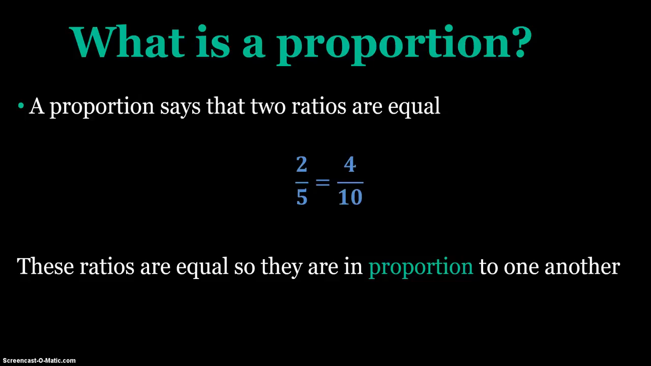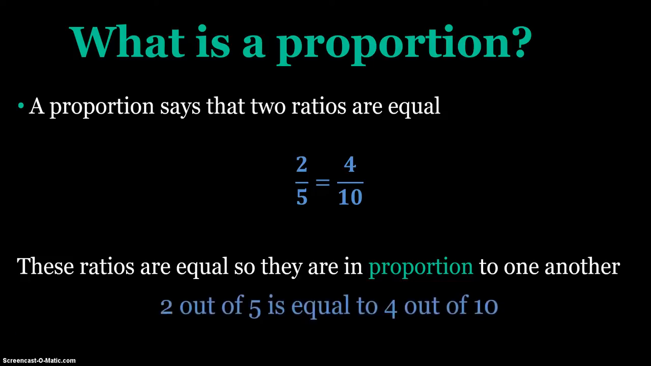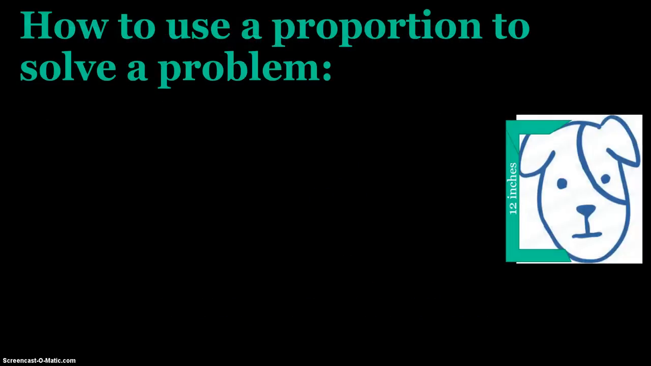Because if I divide 2 by 5, I would get 0.4, and if I divide 4 by 10, I would get 0.4. 2 out of 5 is equal to 4 out of 10. So here's how to.